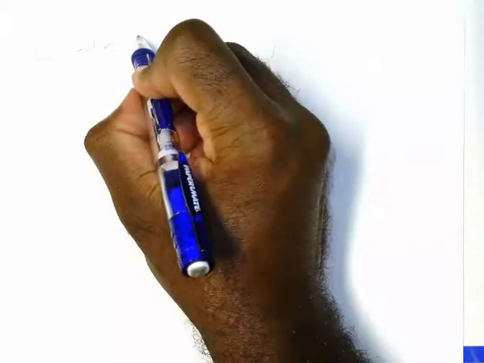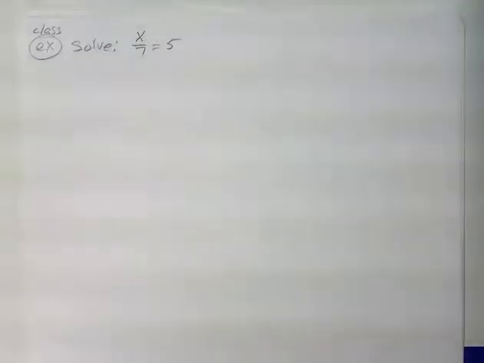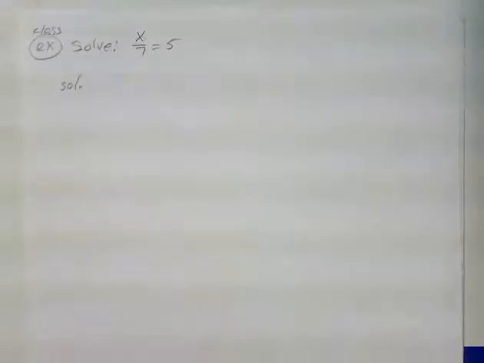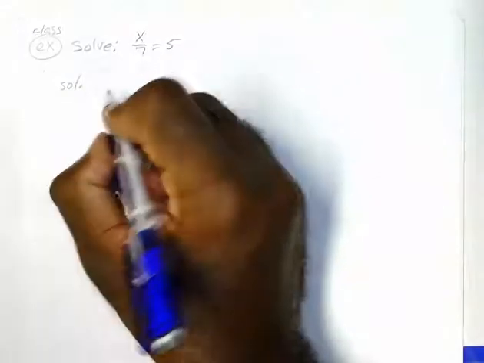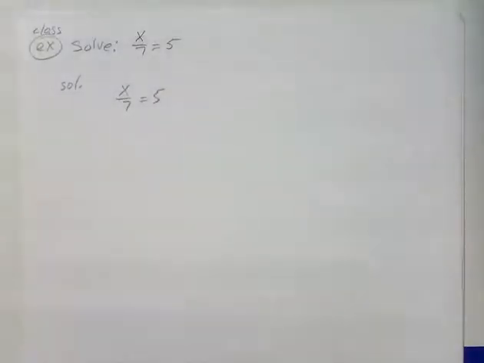Let's say we want to solve x over 7 equals 5. Sorry about that little mix up there. Okay, so you can go ahead and press pause and give that one a try. Okay, so assuming you've already pressed pause and you're done working, we're going to go ahead and rewrite it. x over 7 equals 5.